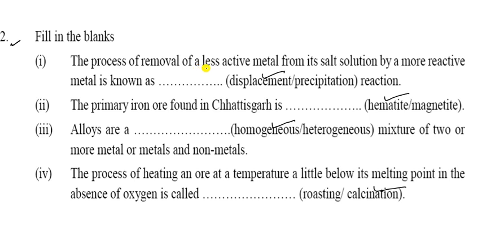Now the constituent metals in stainless steel are. So that one is iron, chromium and nickel are present in the stainless steel. So the B option is the correct one.